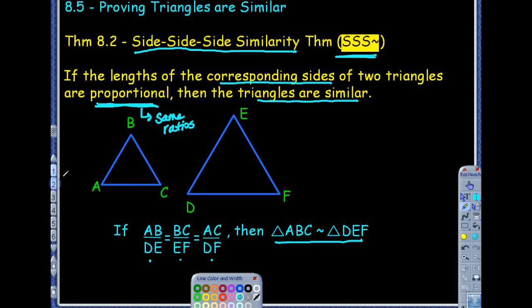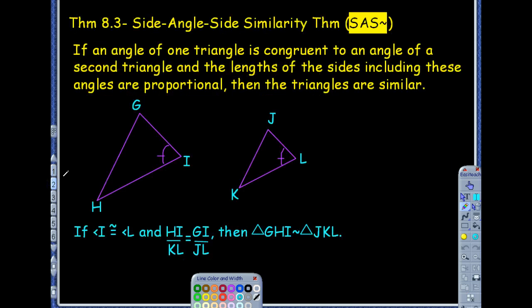All right, let's talk about the other one, Ms. Hooker. All right, the other one we're going to focus on today is side-angle-side similarity, or SAS similarity. And if you hear it again, just listening to the words side-angle-side, we've seen that before with congruence, where we talked about the included angle. Same thing here. So it says if an angle of one triangle is congruent to an angle of the second triangle, so we know we have one set of angles that are congruent, and I've got those marked in the picture as well, and if the lengths of the sides including these angles are proportional.